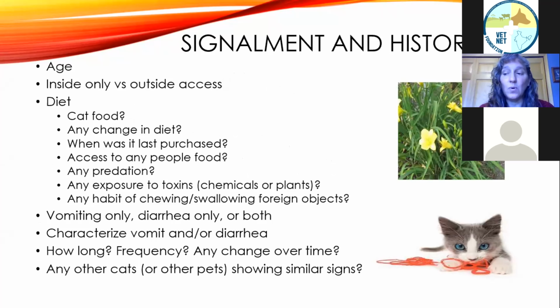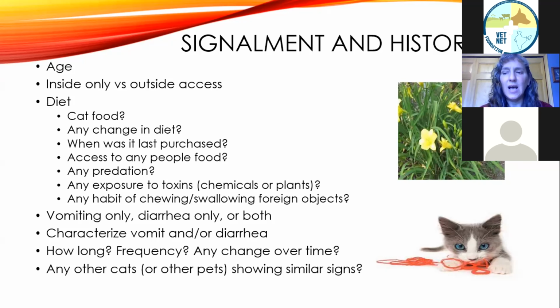Younger cats are more likely to have vomiting from ingestion of a foreign body, such as a string, or Panleukopenia virus, whereas older cats are more likely to have vomiting and diarrhea from hyperthyroidism. Whether the cat is inside only or has access to outside will help us know if it's more likely to have parasites or access to toxic plants.